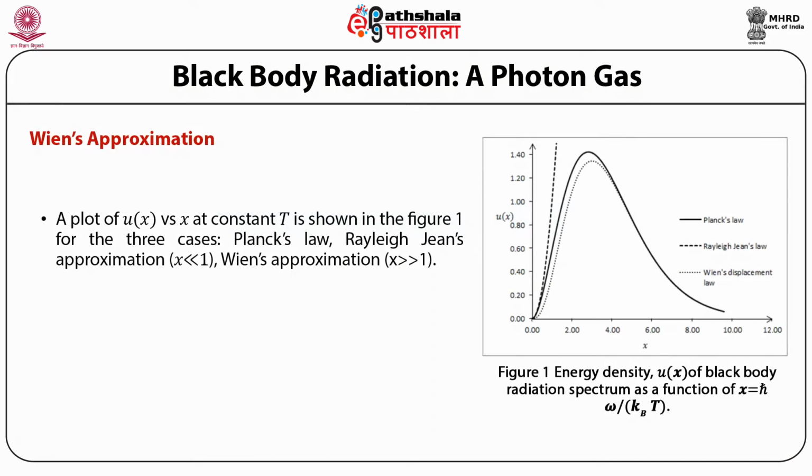A plot of u(x) versus x at constant T is shown in figure 1 for the three cases: Planck's law, Rayleigh-Jeans approximation, and Wien's approximation. The first one is shown as a solid curve, the second one with dashed lines, and the third one as dotted lines. The first one corresponds to Planck's law. The second one corresponds to the Rayleigh-Jeans law, that is x very much less than 1, and the third one corresponds to Wien's approximation, that is x very much greater than 1.